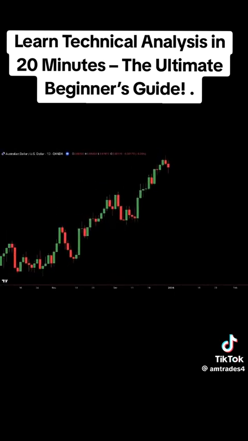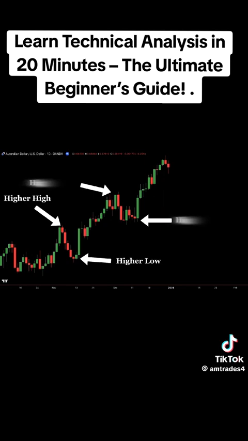An uptrend occurs when the market is making higher highs and higher lows over time. This means buyers are in control, consistently pushing prices up. The movement in an uptrend isn't a straight line. Price moves in waves, creating a stair-step pattern. Each time price moves up, it eventually pulls back slightly before continuing higher. These pullbacks are natural and show that the trend is still healthy, as long as higher lows continue to form.